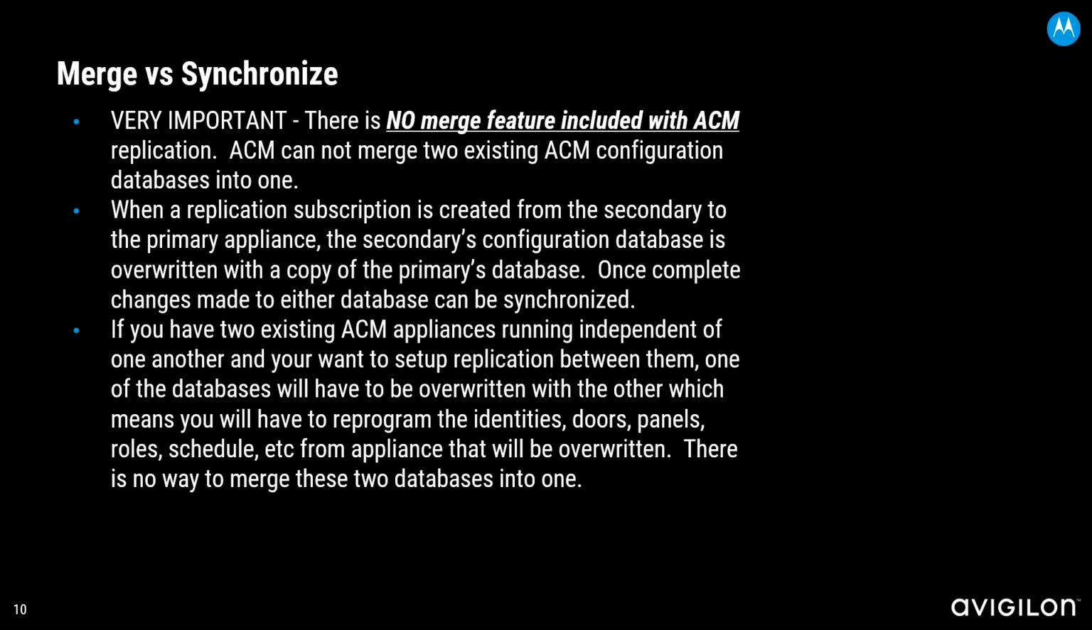So what happens is, in that scenario, when you set up replication, you'll set up a subscription on the secondary appliance. And basically, when that starts, it will copy the configuration database from the primary server over to the secondary. So if you've already deployed these two servers and they both have their own hardware and their own identities on the system, it will overwrite those identities and door configurations, access groups, all that stuff will get overwritten. So there is no merge feature with ACM.